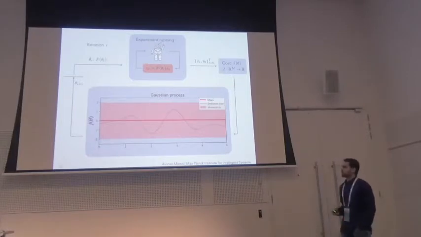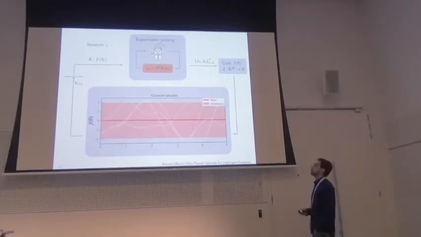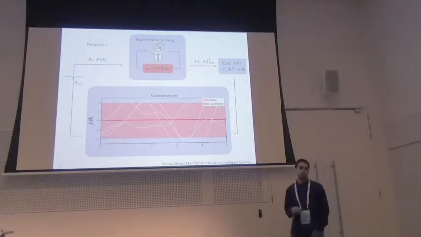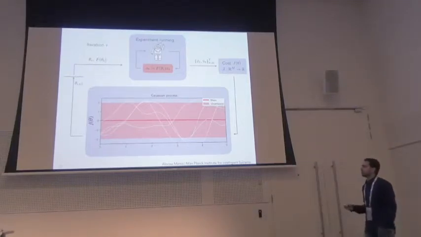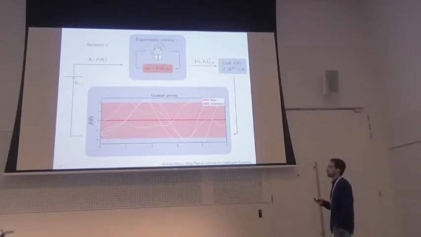A Gaussian process is a probability distribution over the space of functions. Here, these white lines are samples of my Gaussian process, or possible functions that live within this Gaussian process. Another interesting feature of Gaussian processes is that it gives me the expected value of the cost function that I want to learn, and it also gives me some uncertainty bounds. So I know with high probability that my functions are living here.